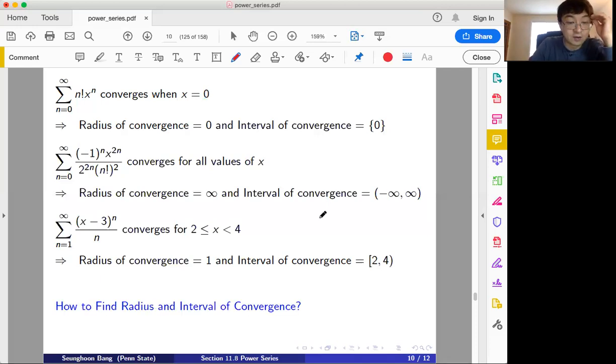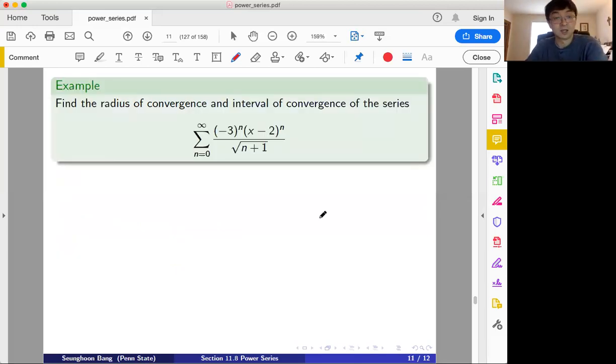So how can you find the radius and interval of convergence? The main tool is the ratio test or root test from section 11.8. For a power series problem, we usually use the ratio test or root test as the main tools. But here, find the radius of convergence and interval of convergence of this series. So how can you find it?